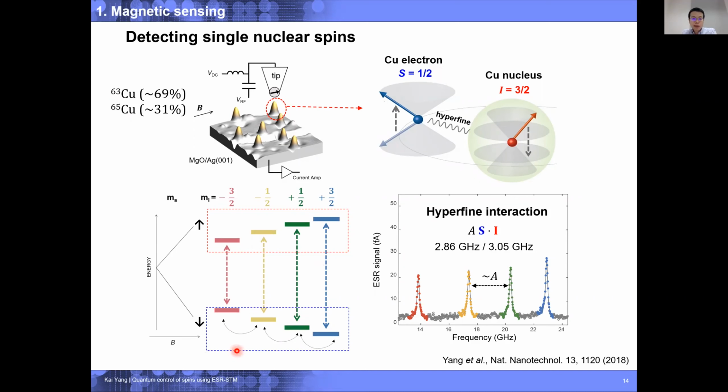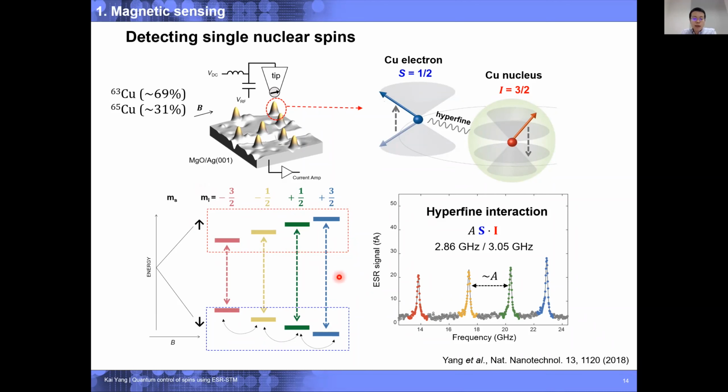So here is the energy level diagram of this coupled electronic-nuclear system. Let's understand it step by step. First, let's consider the Zeeman energy of the electronic spin, which separates the energy levels into 2 different branches. Here is the spin up, here is the spin down of the electronic spin. And then we can consider the hyperfine interaction, which further splits each branch into 4 different levels. We can label these 4 levels by the nuclear spin number, Mi.